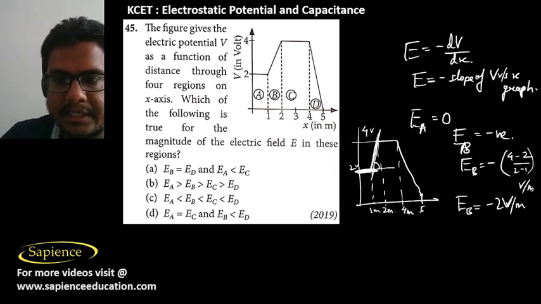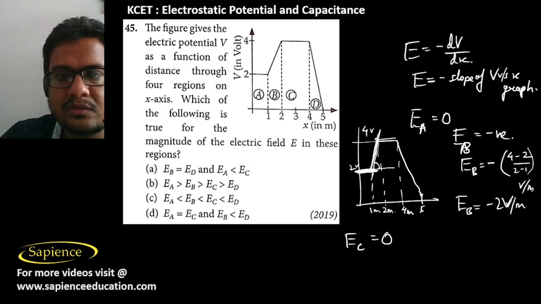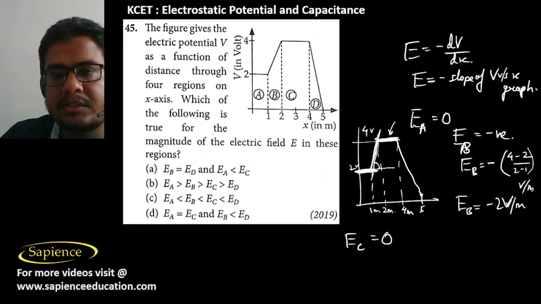Electric field in the region A is 0. Electric field in the region C will be again 0 also, since in this region C it is a straight line which is parallel to the x-axis, so its slope is 0.